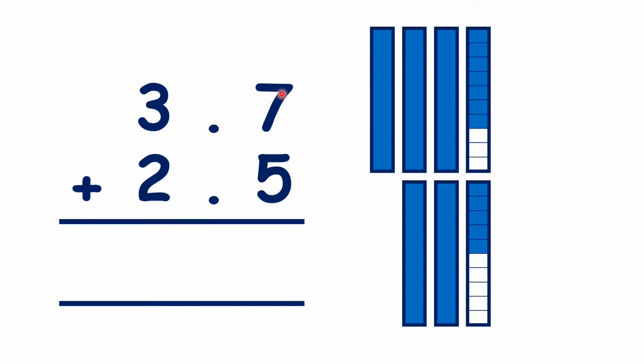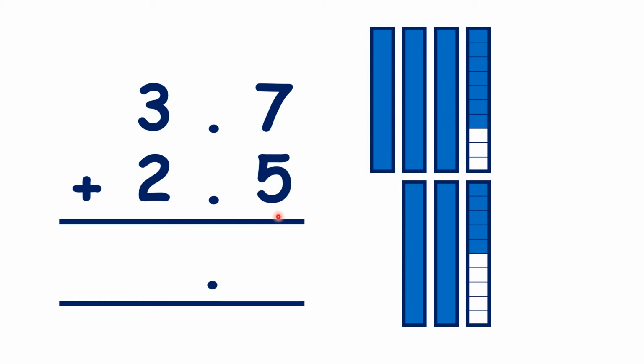Now we have 3.7, so 3 units and 7 tenths, plus 2.5, so 2 units and 5 tenths. As always, let's start by writing the decimal point in our answer so that we don't forget it. Now we have 7 tenths plus 5 tenths. This gives us 12 tenths.